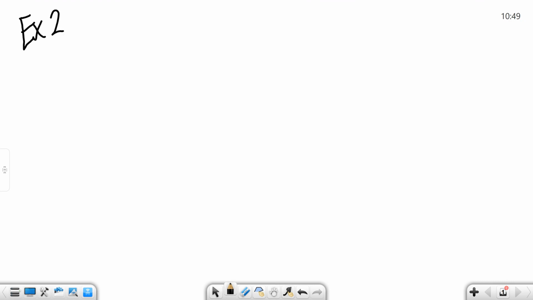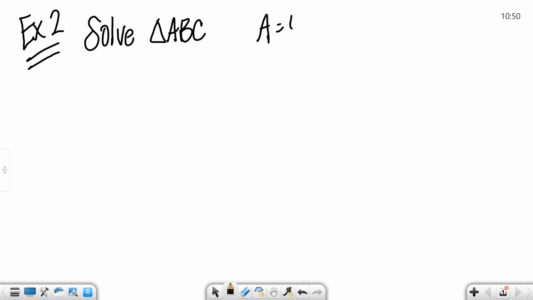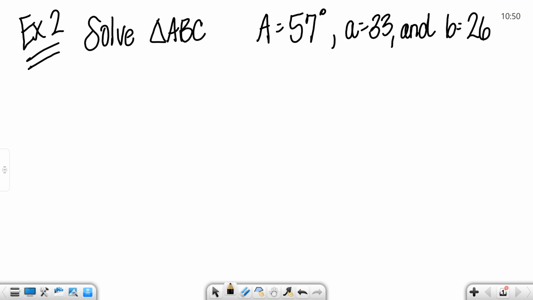So example number 2, we are going to solve triangle ABC. I'm going to give you that A is 57 degrees, so there's the angle that we know. Little a is 33, and little b is 26.